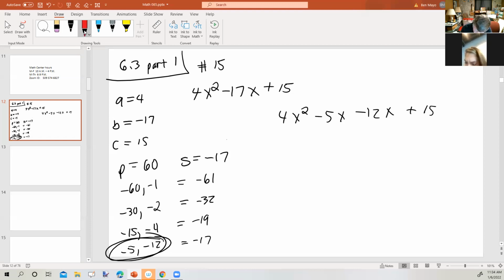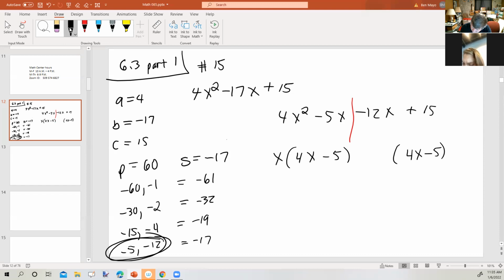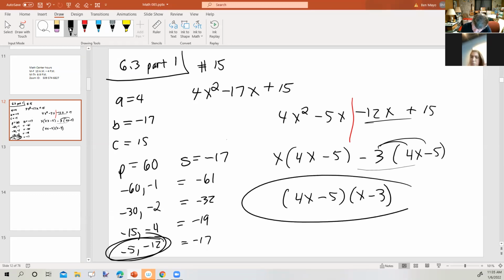So now, factoring by grouping, the greatest common factor of the first two terms is x. The leftovers are 4x minus 5. So here the leftovers are 4x minus 5. And for this down here, to equal this up here, I need a minus 3. That gives me minus 12x plus 15. So now the greatest common factor is 4x minus 5, and the leftovers are x minus 3. And there's the answer. Okay. Any questions about that before we go on to the next example?